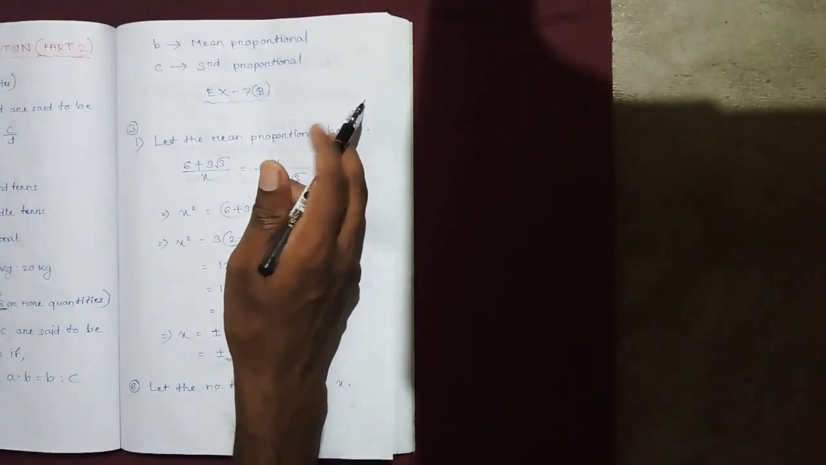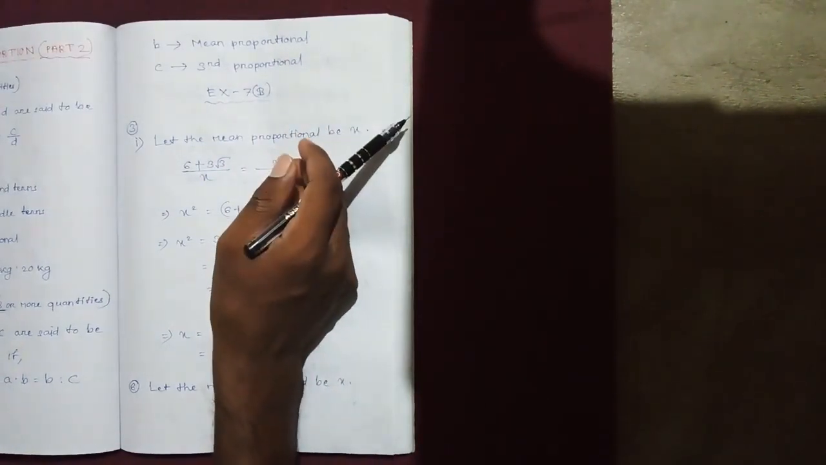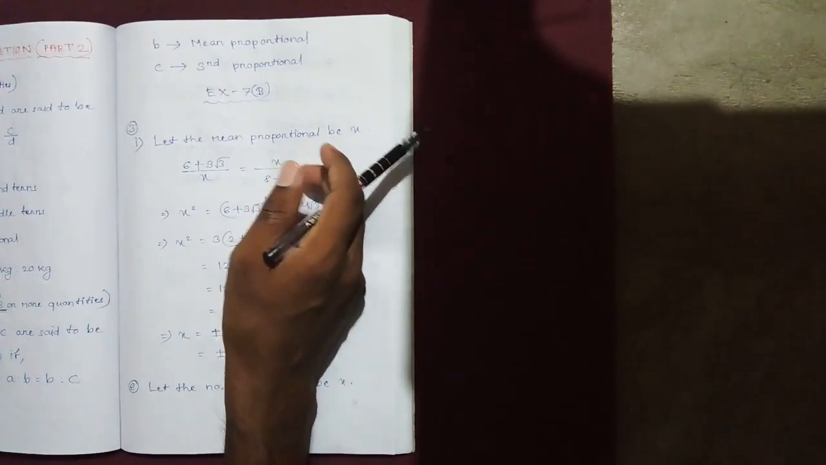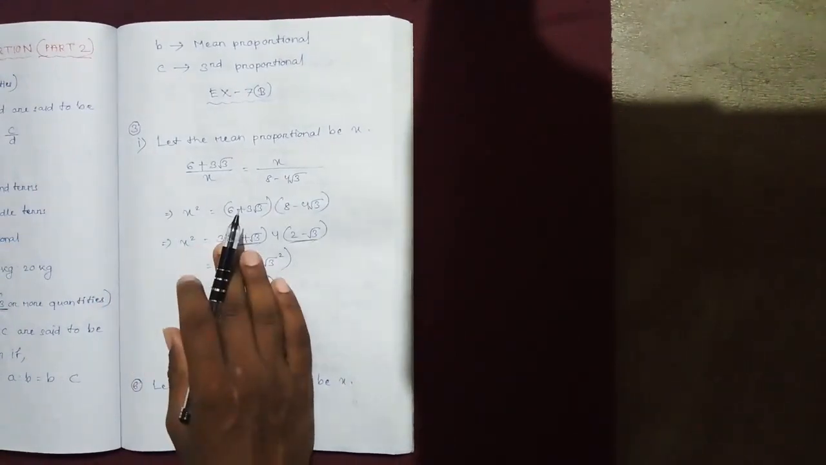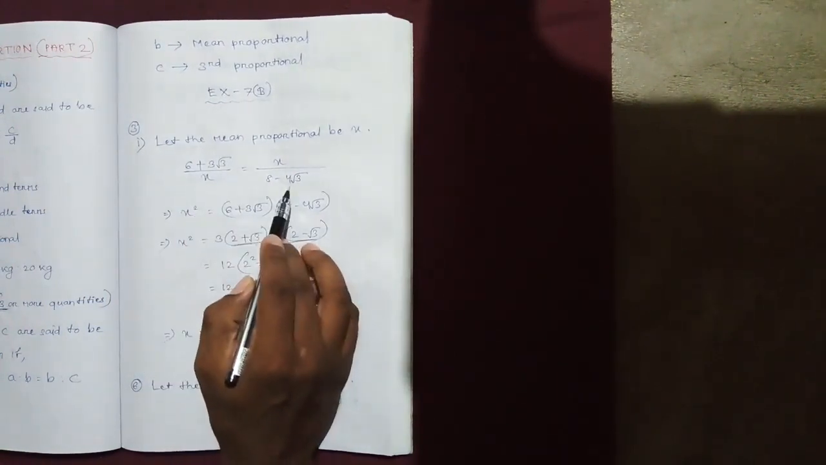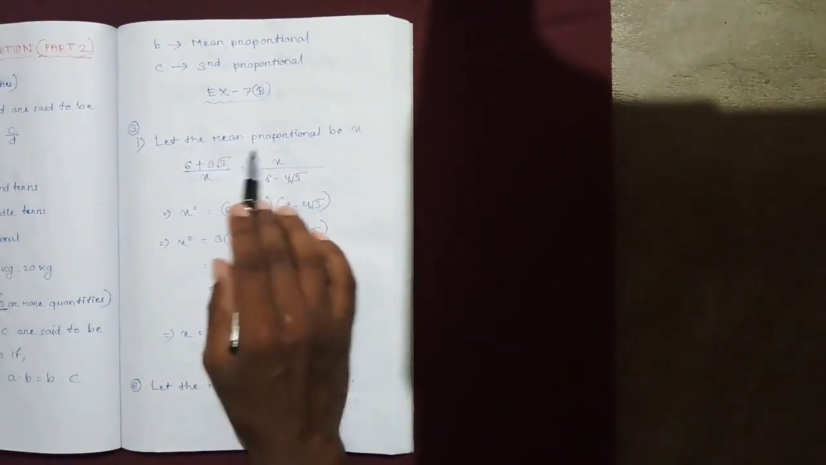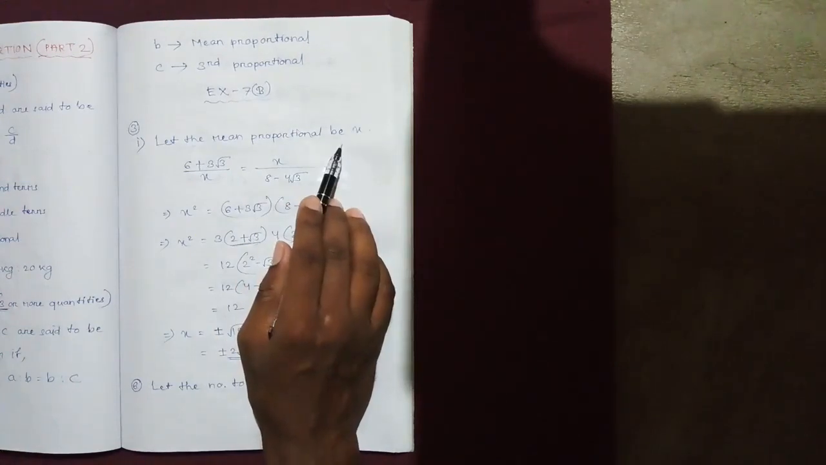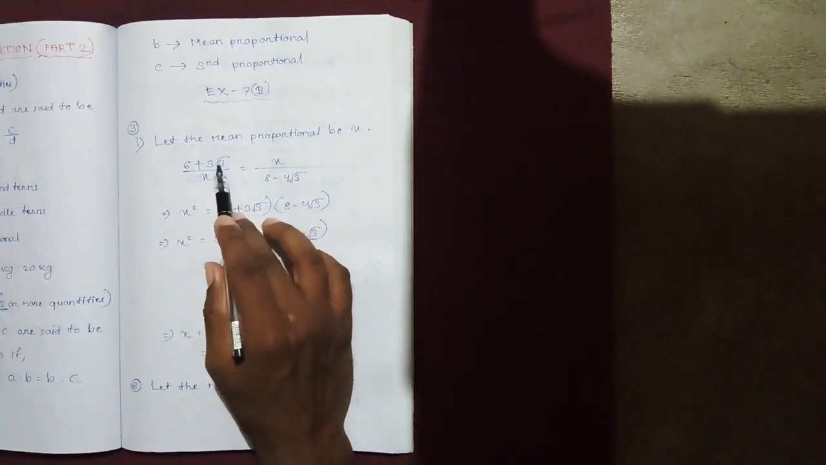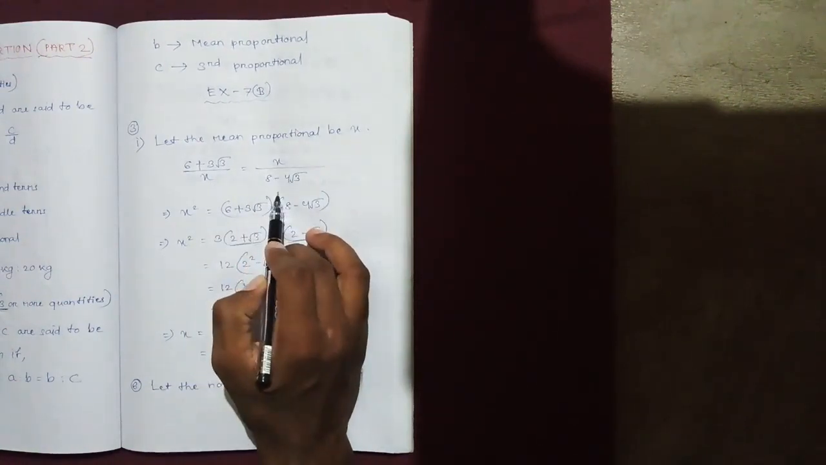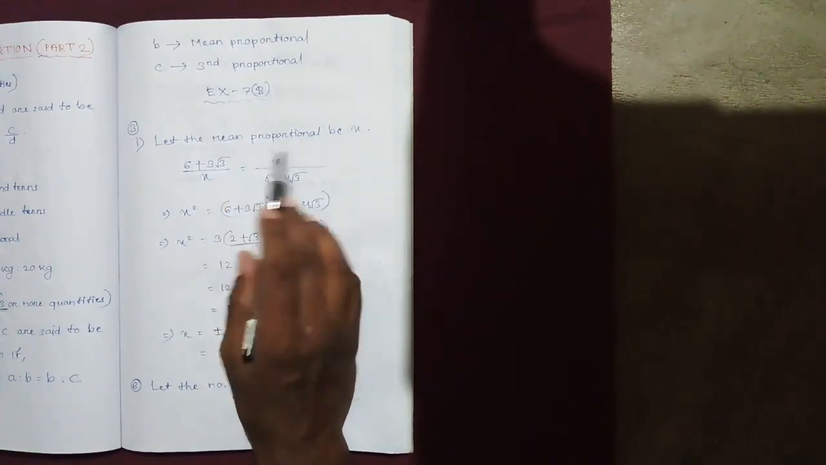Exercise 7B, you can open your book. Exercise 7B, page number 94. Question number 3, first bit. Find the mean proportional between 6 plus 3 root 3 and 8 minus 4 root 3. Let the mean proportional be x. So A and C have been given to us and B we have to find. So A by B is equal to B by C, since mean proportion means continued proportion.